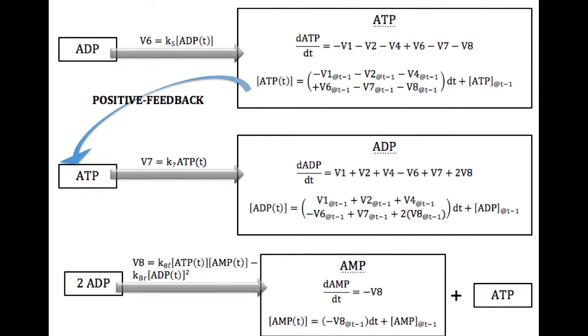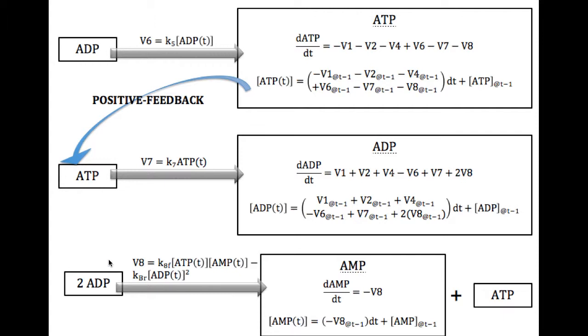Glycolysis requires energy in order for the process to work. ADP is converted into ATP right here. The reaction rate of this conversion is shown right here. ATP's concentration is shown right here. This is a positive feedback loop into ATP, which is converted back into ADP. This reaction rate is shown right here. ADP's concentration is then shown here.